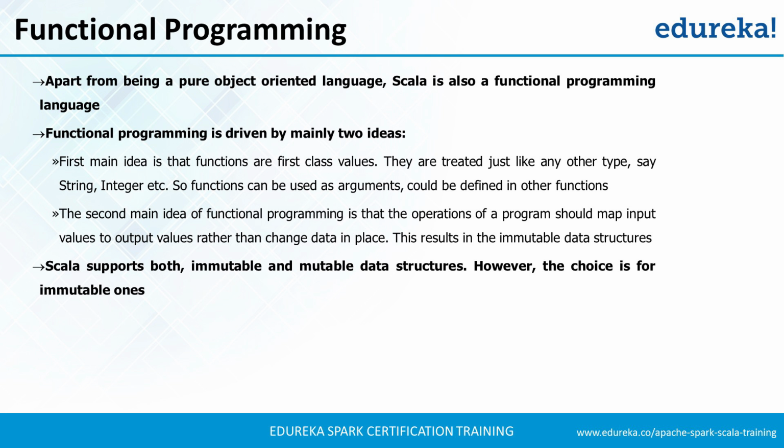Let's look at what functional programming is all about. So far we saw the object-oriented aspects. Now we are going to see the functional aspects of it. Functional programming is mainly based on 2 ideas. The first is that functions are first-class citizens. What do we mean by that? It means that you can treat a function just as any other variable.